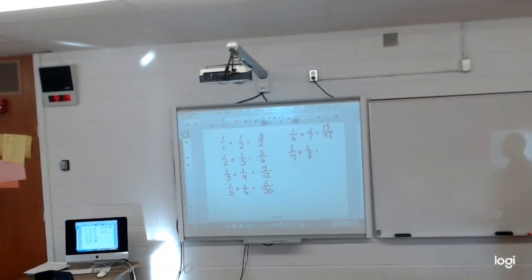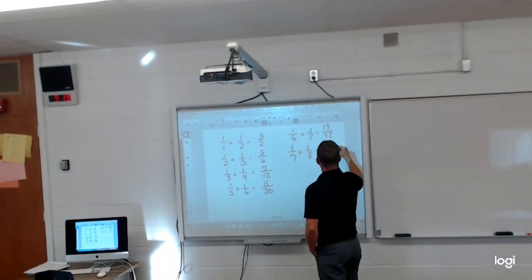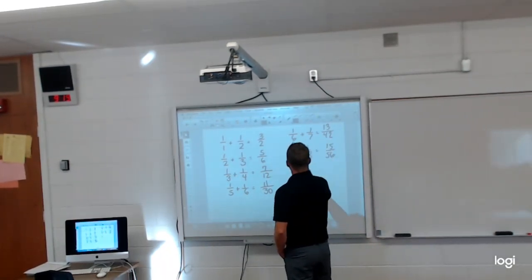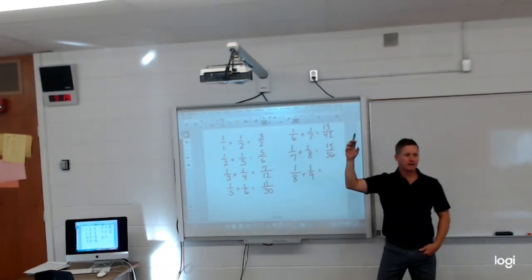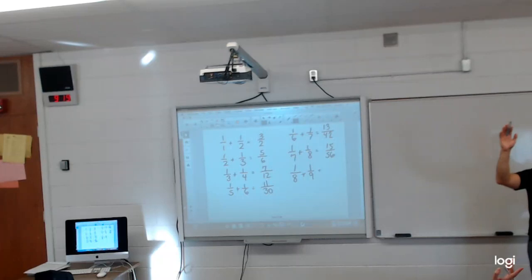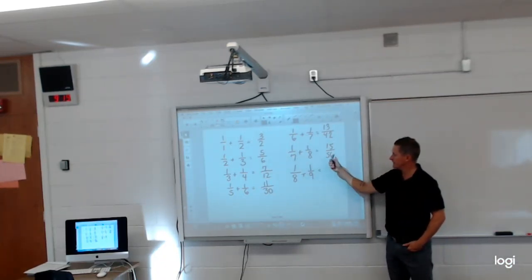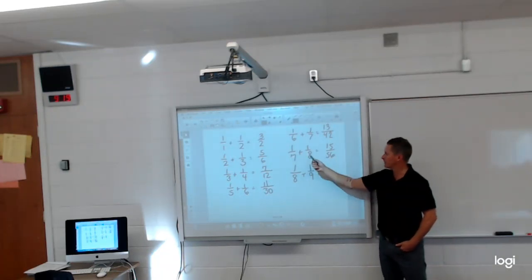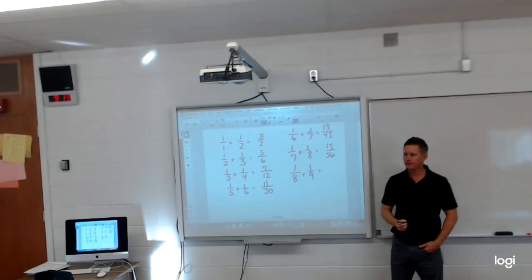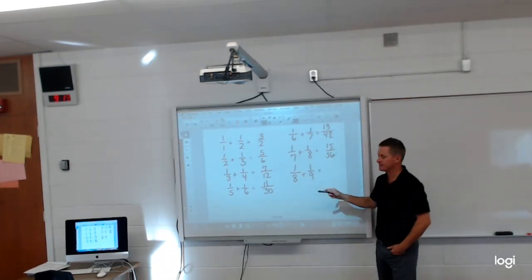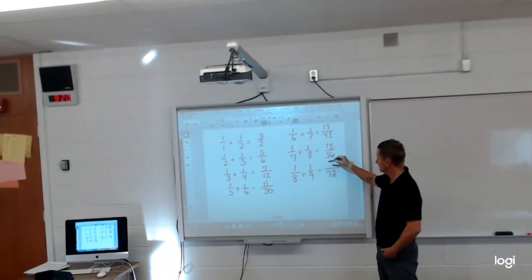15 over 56. Anybody not see the pattern yet? Be honest. What's the pattern? 17 over 72. If I take this times this, I get the bottom number. If I take this plus this, I get the top number. Right, you add that. Okay, so 8 times 9 is 72, and on top, 17.